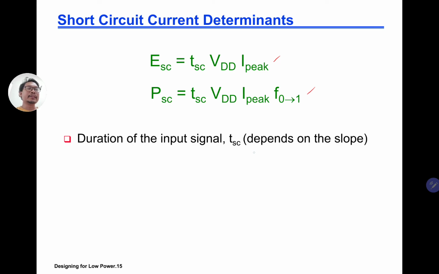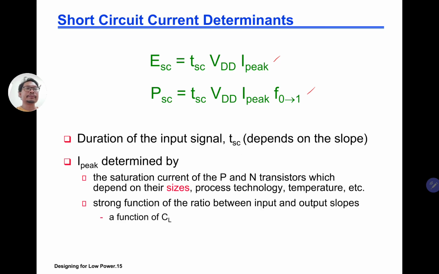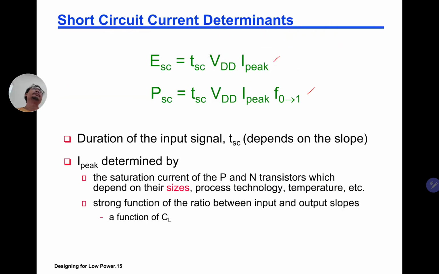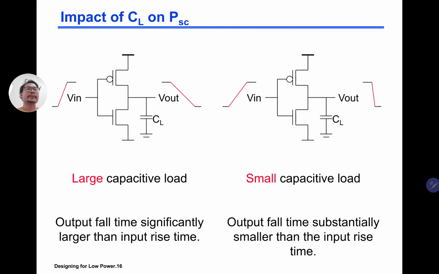The duration of the input signal, TSC, depends on the slope. I peak is determined by the saturation current of the P and N transistors, which depend on the size, process energy, and temperature. There is a strong functional ratio between the input and output slopes, which is a function of CL. So I'm not going to go through this in too much detail. As I mentioned, we can estimate about 10% of the dynamic switching power for your short circuit.